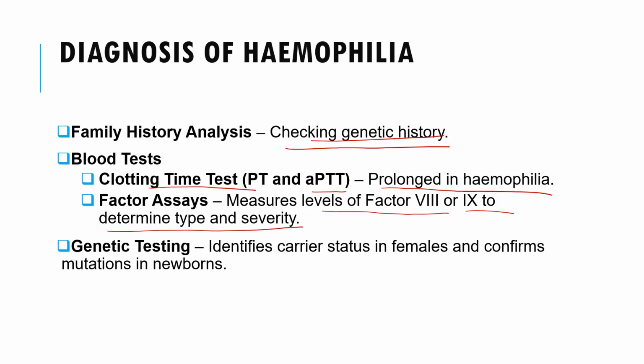Now, genetic testing identifies the carrier status in females and confirms the mutations in newborns. So if genetic testing is done, we can find out if there are any carriers in the females, and if any mutations have formed in the newborns, that also can be tested, right?